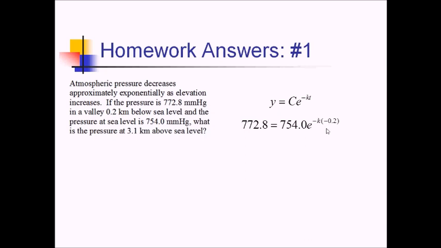Okay, to solve for k, first off, I can make this positive 0.2k for the exponent. No need to deal with two negatives. And I'm also going to have to isolate this e term by dividing by 754. At this point, I'm going to have to ln both sides. That'll get rid of the e and pop out my exponent of 0.2k. So I've got ln of this fraction over here, whatever that comes out to in the calculator. We'll do it in a minute. And now I'm going to have to divide this by 0.2 to get the k.